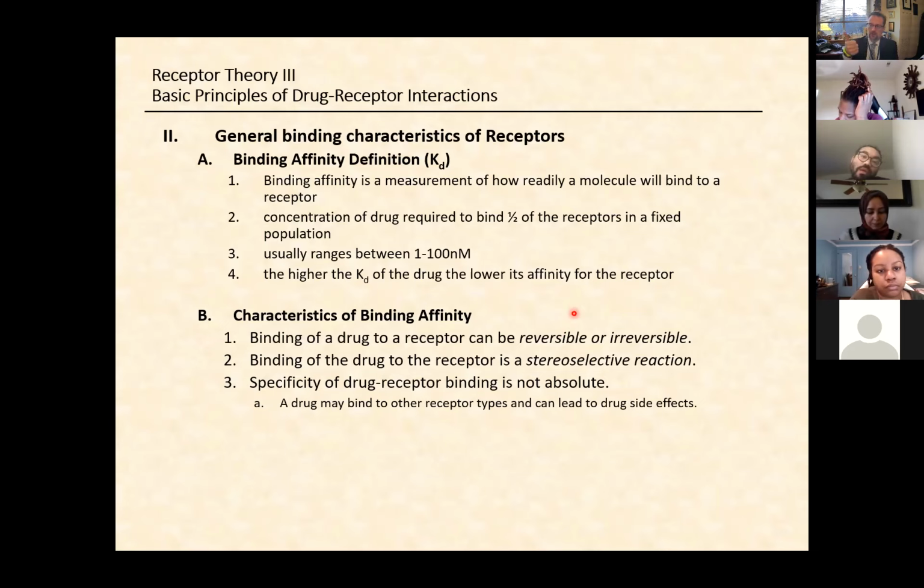And as a general rule of thumb that works 99% of the time, the higher the KD value, the lower its affinity for the receptor, okay? So if I have a drug molecule who has a KD value for its receptor of 1 millimolar, right, which is 10 to the minus 3, very, very, very low binding affinity, okay?